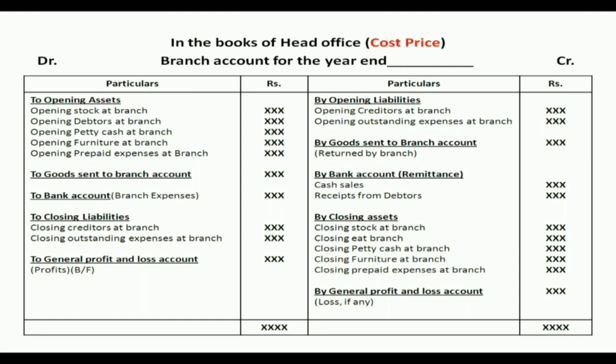After that, we close with the opening assets we opened earlier on the debit side. On the credit side, we close the same assets at the end of the year. On the debit side, we close with the liabilities. We do the total, and whatever balance we get is the balancing figure. If we get it on the debit side, it is considered a profit. If we get it on the credit side, it is taken as a loss.